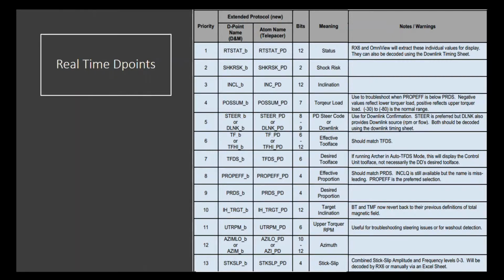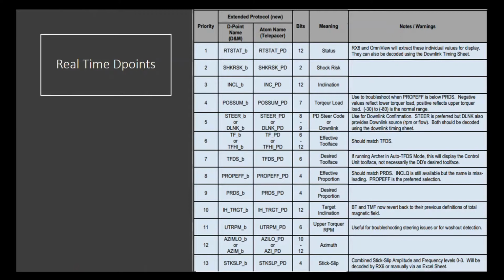Same thing goes for 8 and 9. Prop F is the effective proportion. PRDS is the desired proportion. So this is your steering ratio. So the desired, again, confirming what steering setting you have in, and then the effective is it grading itself and saying what percentage it's actually steering at.